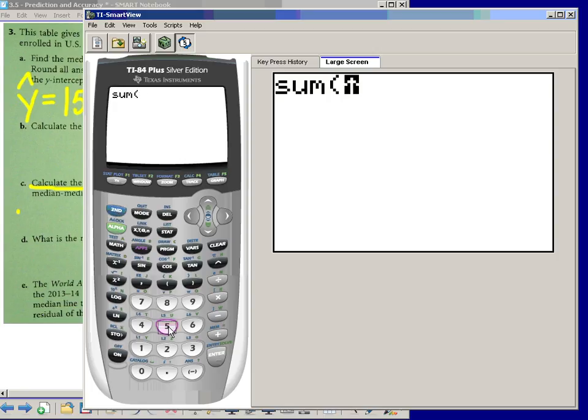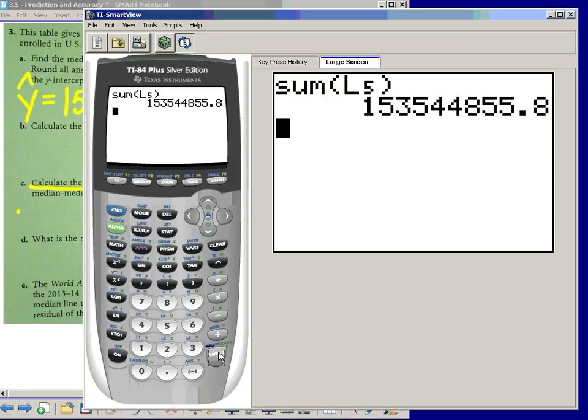Second, L5. You can close the parentheses and hit enter. The calculator added up every one of those squares from list 5. Now that's not it for finding the mean.